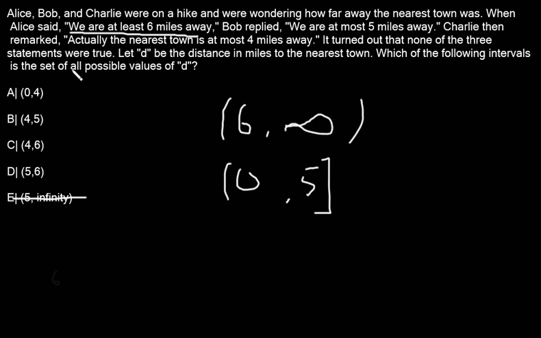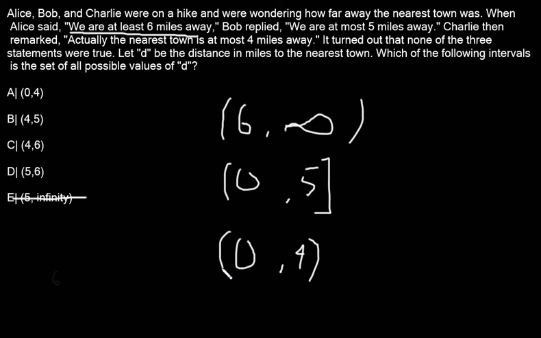Then Charlie remarked, "Actually, the nearest town is at most 4 miles away." So what does that mean? It could be 0 miles, it could be 1 mile, it could be 2 miles, or it could be 4 miles, but it can't be more than 4 miles because we're at most 4 miles. So that interval is going to be 0 to 4.